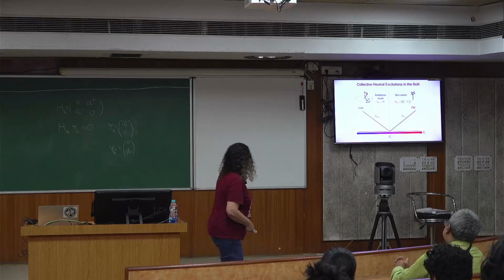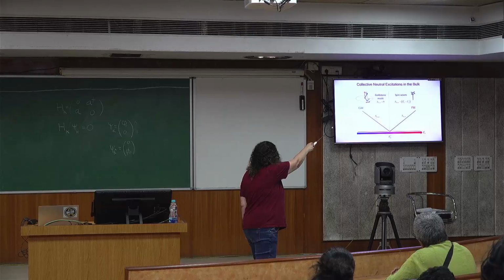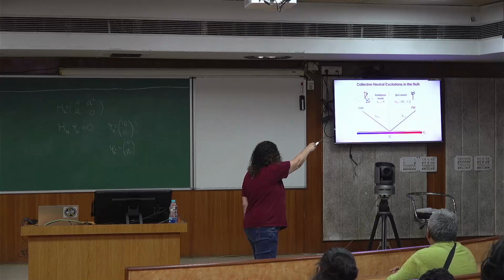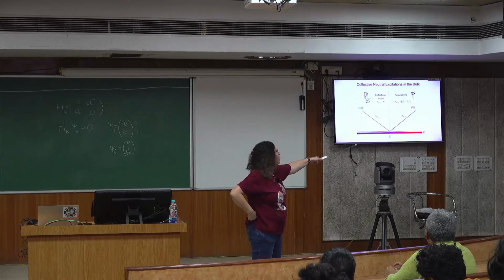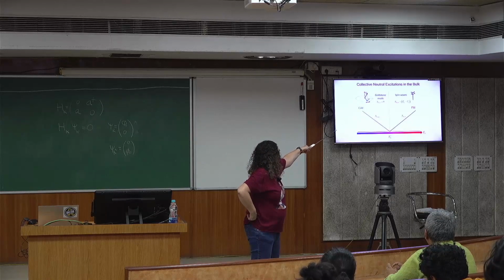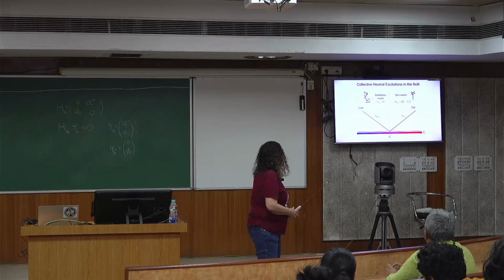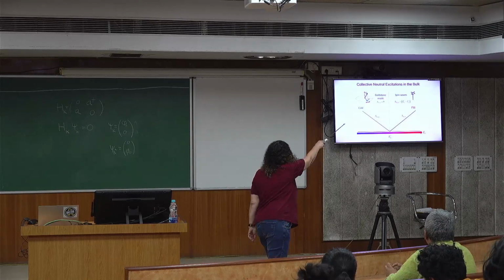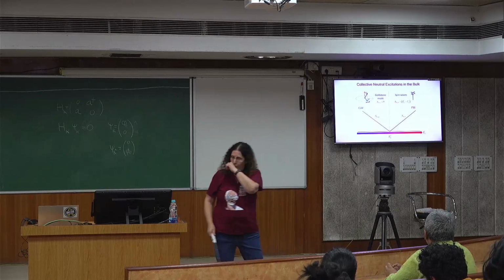In the bulk, the lowest energy excitations in the ferromagnet are spin waves with a gap. They have an energy gap that is exactly given by the deviation from the critical value of the Zeeman energy.